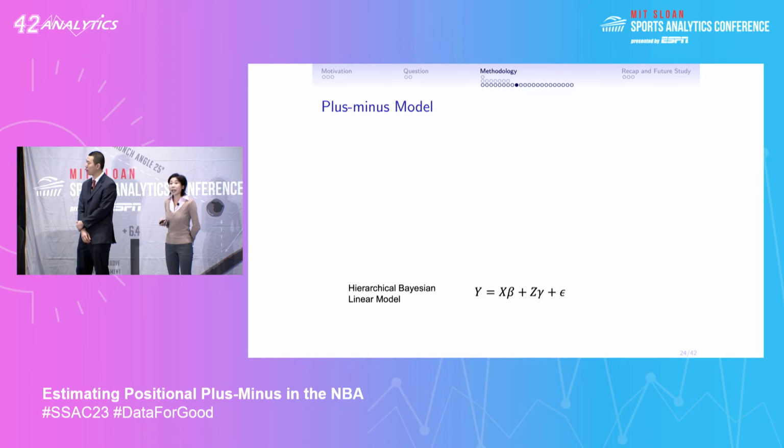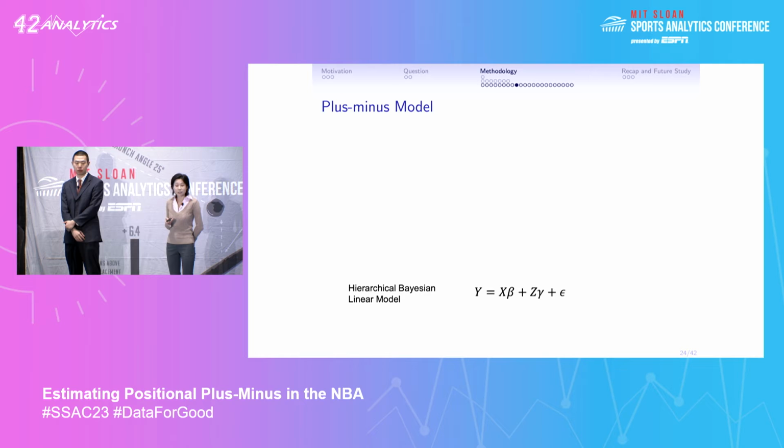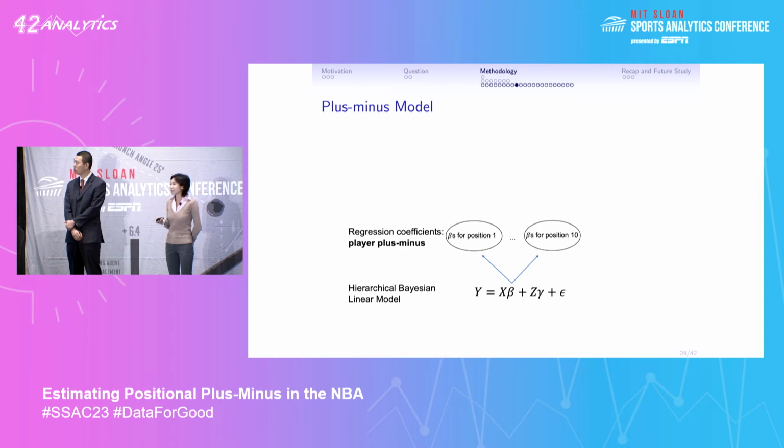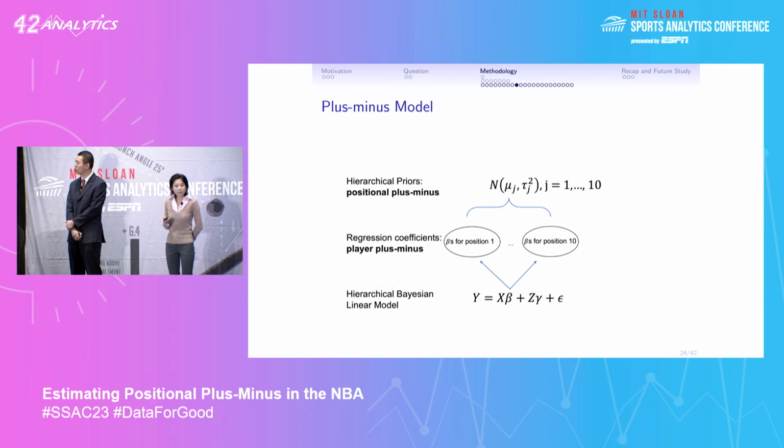Next, we define the hierarchical structure, which is the key innovation that allows us to estimate the positional values. For the coefficients beta, which are the player plus minus values, we group them by the 10 positions. So for the betas that belong to position J, we put a hierarchical prior, which is a normal distribution with mean mu J and variance tau J square. So 10 positions, 10 hierarchical priors.